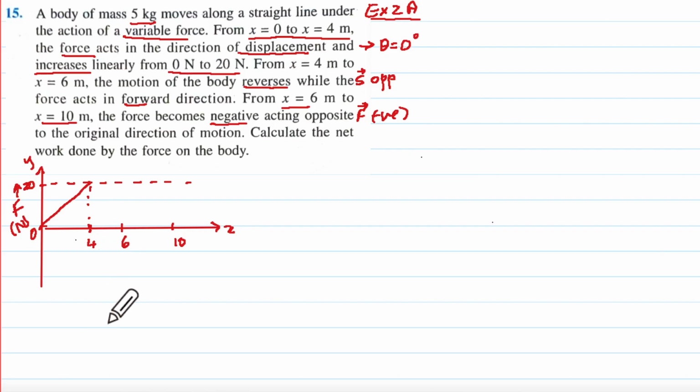This is 4 meters. The work done in this will be your W1, let us say. Then from 4 meters to 6 meters, the motion of the body reverses. The force goes forward only, but like this. And then from 6 to 10, the force becomes negative. So force negative will be here. This will be minus 20 Newton.